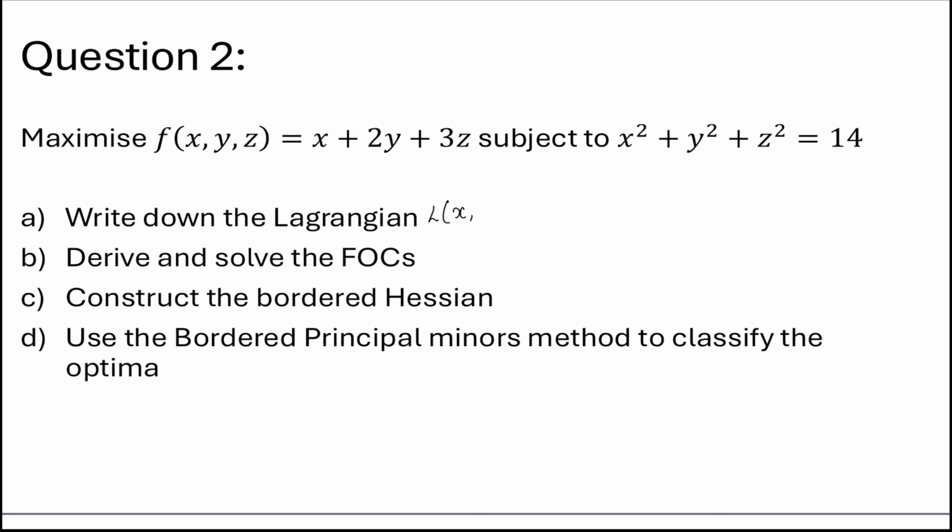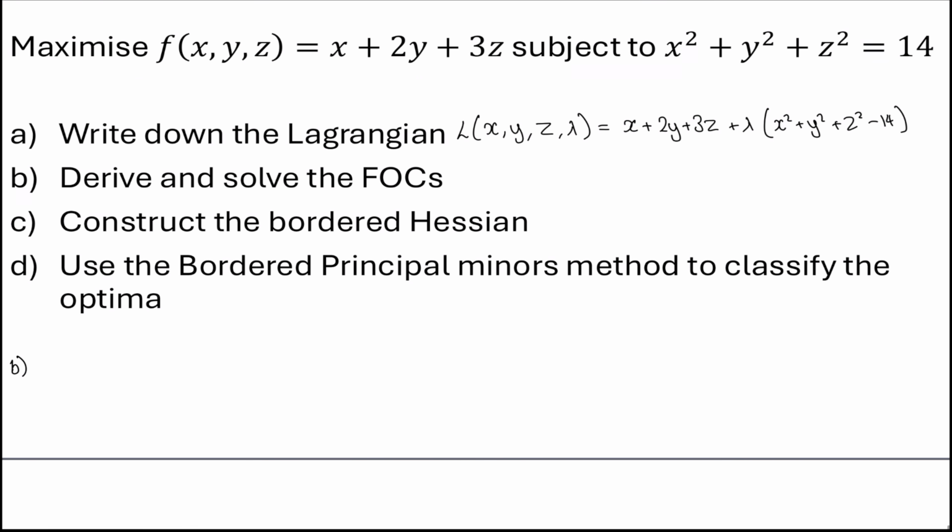So the Lagrangian is going to be x plus 2y plus 3z plus lambda times x squared plus y squared plus z squared minus 14. Our first order conditions are going to be 1 plus 2x lambda, 2 plus 2y lambda, 3 plus 2z lambda, and then x squared plus y squared plus z squared minus 14.